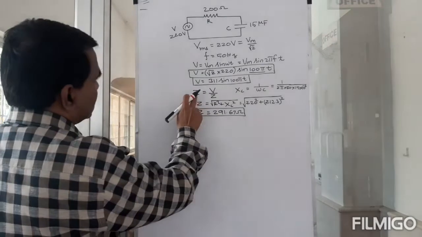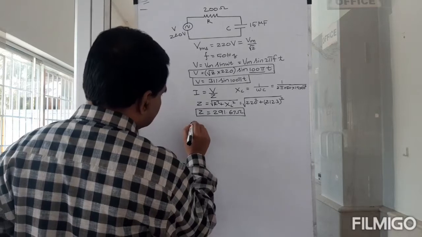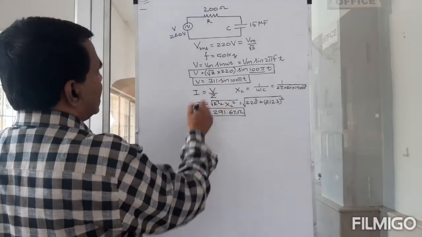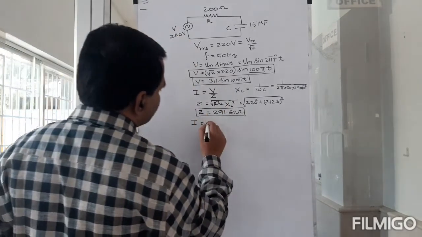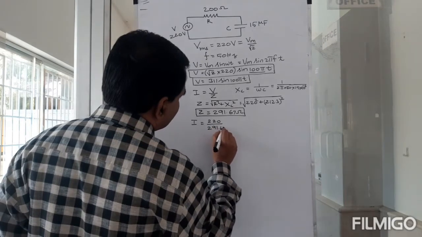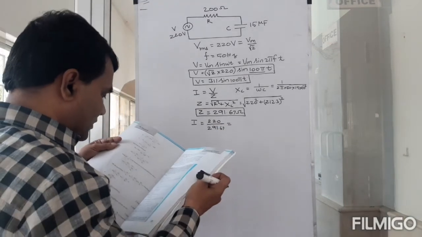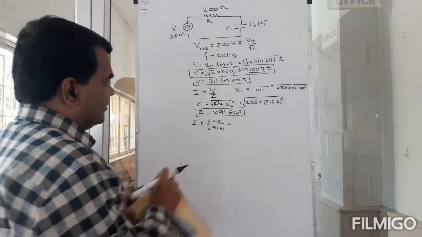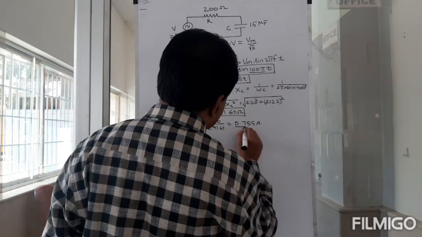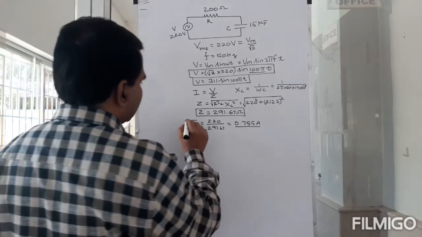So what is asked? The first part is I. I RMS is equal to V RMS, which is 220, by 291.67. That must give me somewhere around 0.755 amps. So that's the current. Okay, the first part is done.